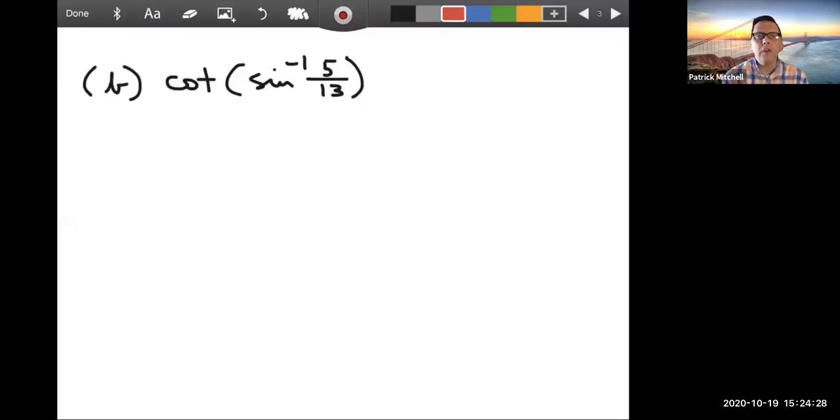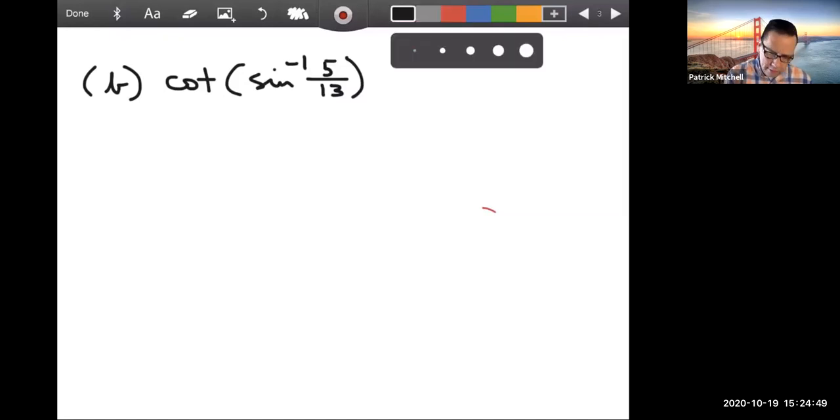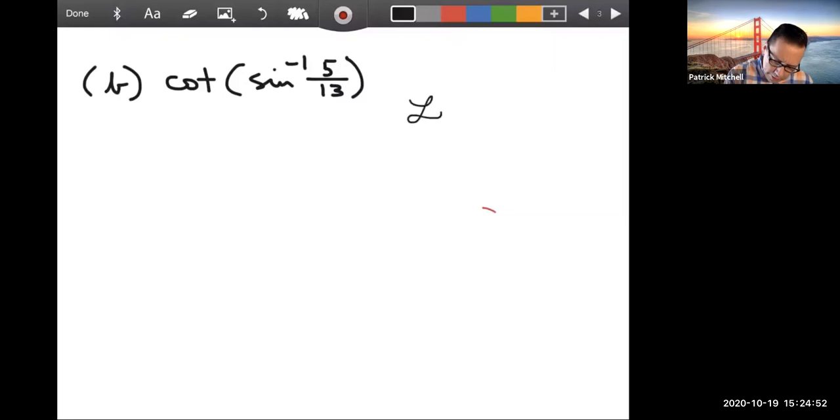Okay, here we go. We're looking for the cotangent of the inverse sine of 5/13. What is an inverse trig function? An angle. So let's give this an angle sounding name. You could call it theta again, but we're done with the theta from the last problem, so I'll call it alpha this time. Let alpha be the inverse sine of 5/13, which means that the sine of alpha is 5/13.